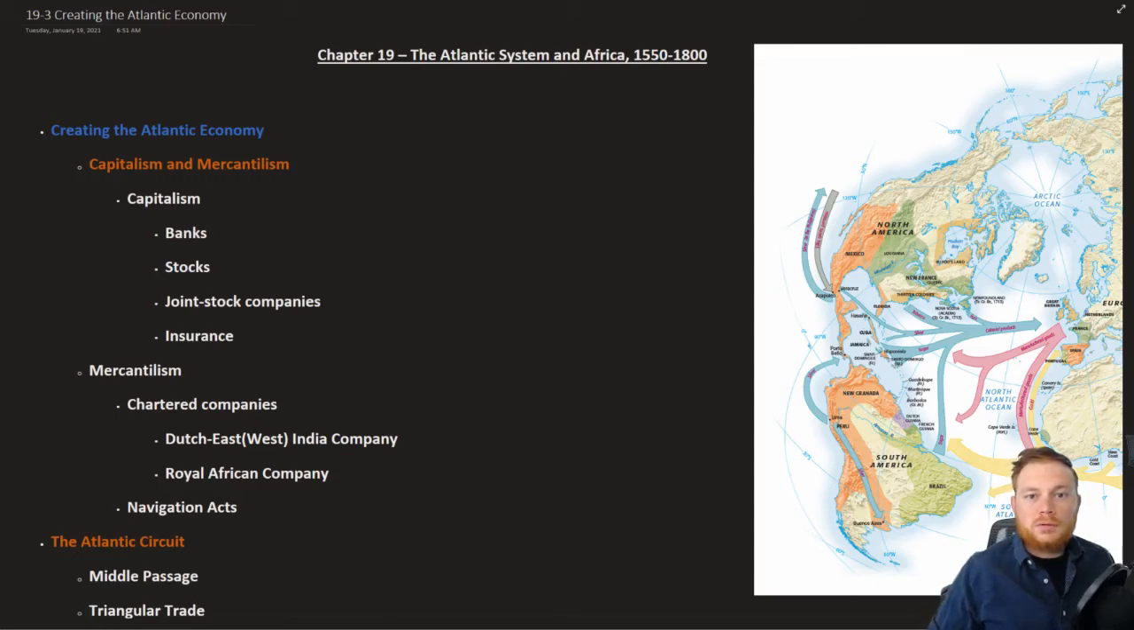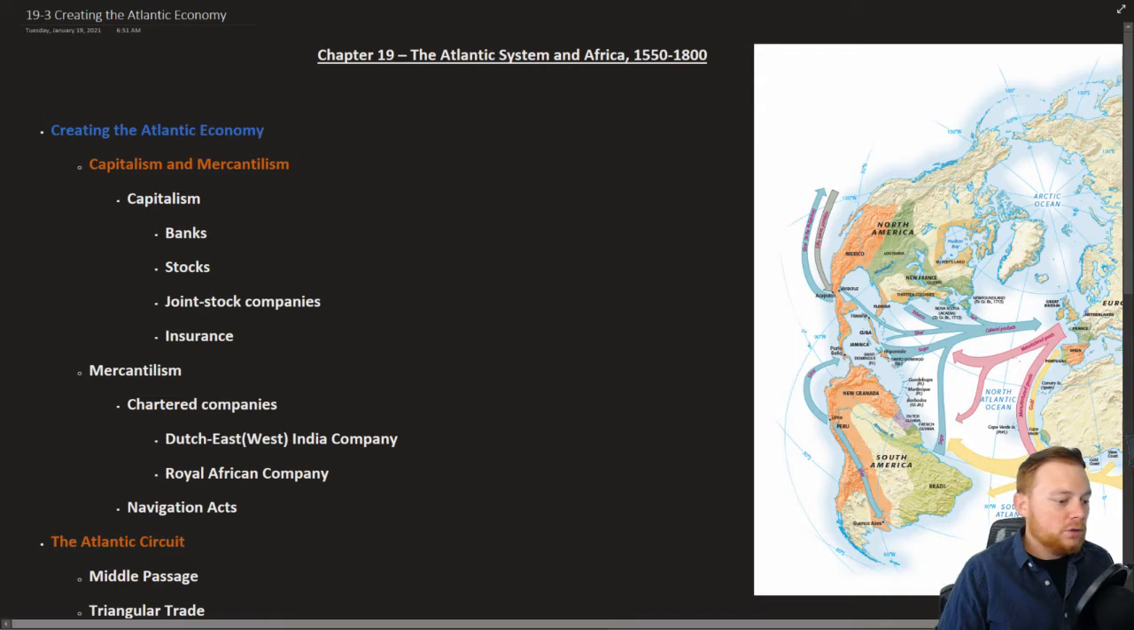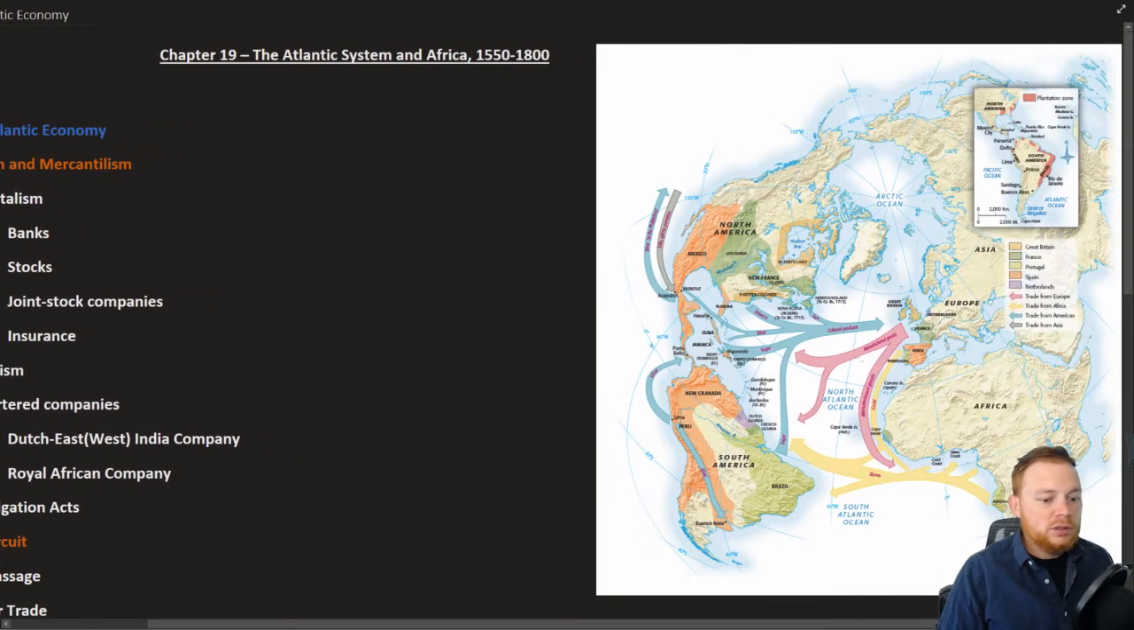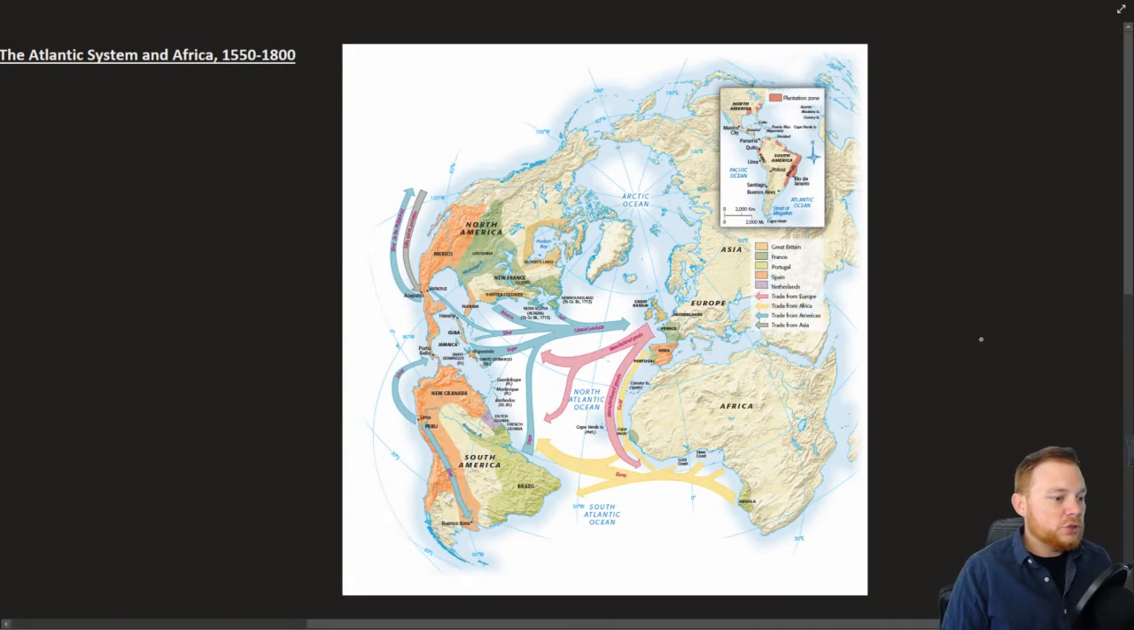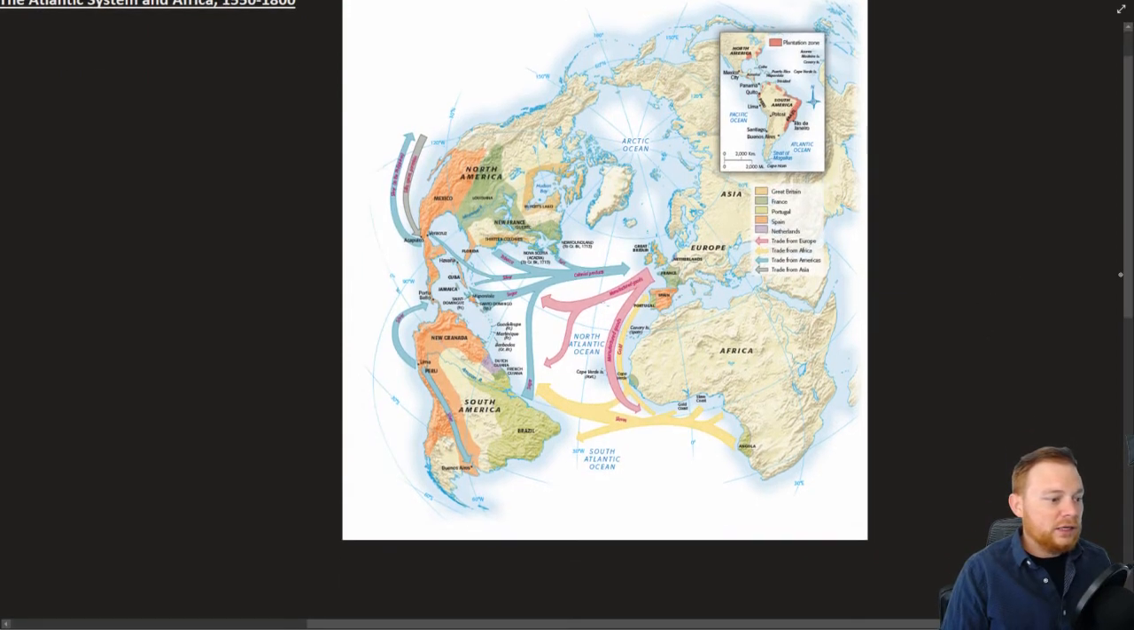All right. This is The Earth and Its Peoples by Richard Bulliet, Chapter 19, The Atlantic System in Africa, 1550 to 1800. We'll look at Section 3, Creating the Atlantic Economy. So first, we get a really good map in Section 3 for really illustrating what exactly the Atlantic System is.